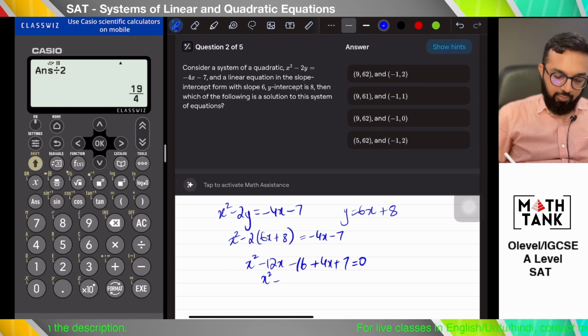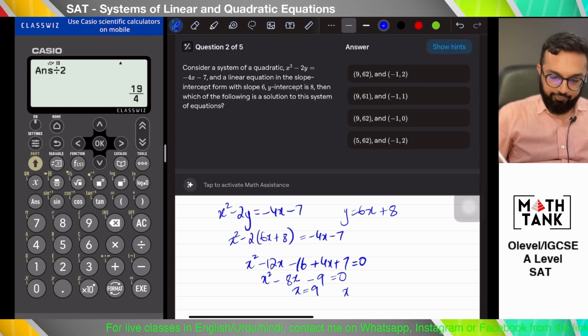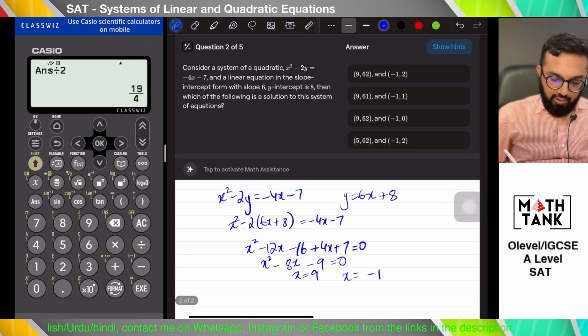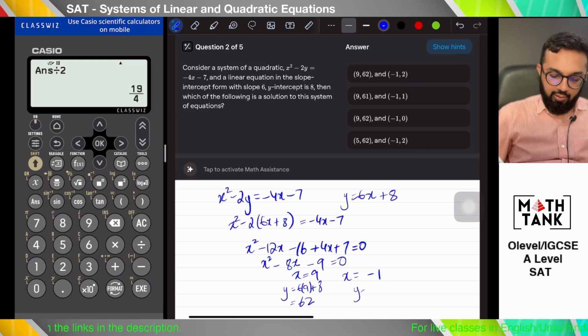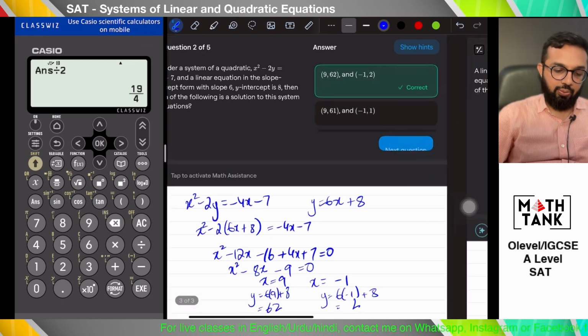x squared minus 8x minus 9. So 9 and 1, and then minus 1. What do I have when I have 6 times 9 plus 8? That's 62. And 6 times minus 1 plus 8. That's 2. So minus 1 and 2 and 9 comma 62.